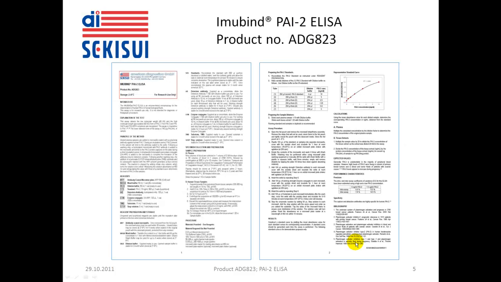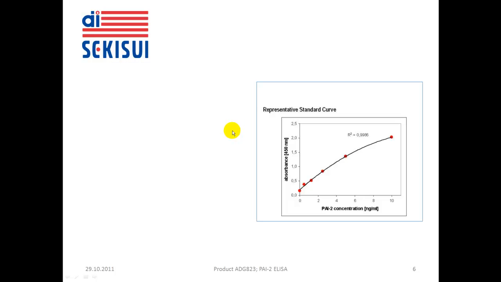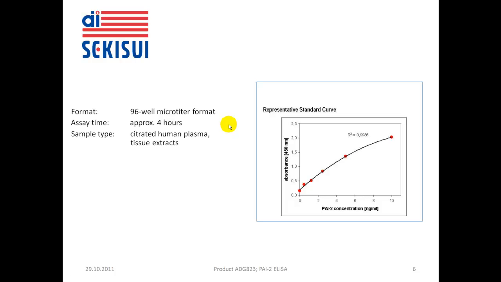Products from ADI for PAI-2 research are the ImmuBind PAI-2 ELISA, product number ADG823. Here a view on the datasheet. Some aspects: this shows a representative standard curve. The format is 96-well microtiter. The assay time is approximately 4 hours. Sample types are different body fluids, such as citrated human plasma and tissue extracts. 20 microliters are sufficient to perform a duplicate analysis.